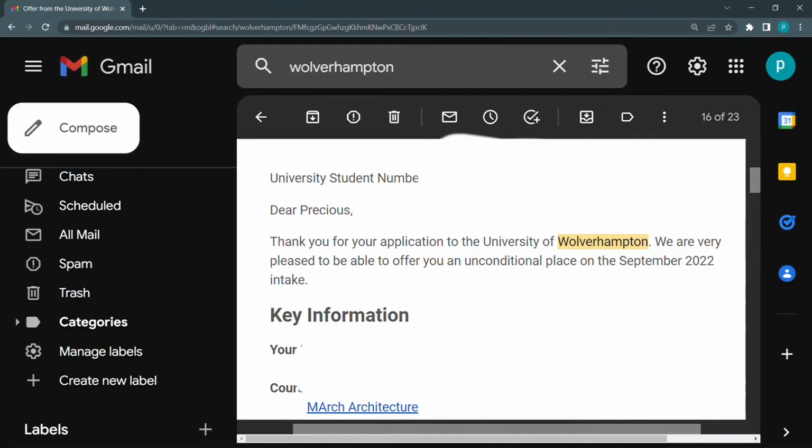University of Wolverhampton. Dear Precious, thank you for your application to the University of Wolverhampton. We are very pleased to be able to offer you an unconditional place on the September 2022 intake. See, I had a conditional offer for Wolverhampton before, and once I fulfilled my conditions as listed in the letter, I was offered my unconditional offer. So unconditional offer just means, okay, you don't have any other thing to do, we accept you, now it's your turn to accept us.